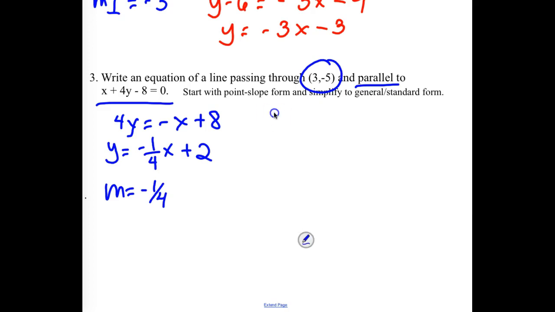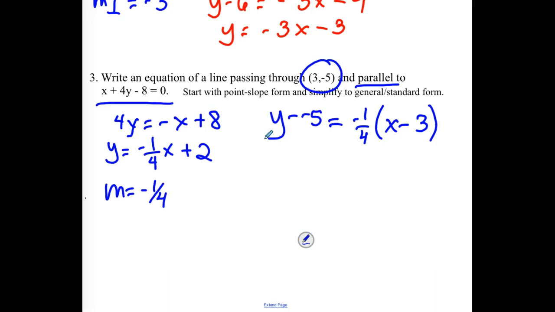All right, let's check your work. Dumping in our point, we've got a negative 5 for a y coordinate. We're subtracting a negative 5, which really means we're adding 5. I'm fine with you just writing that as y plus 5 if you want. Our slope, we said, was negative 1/4. Then we need x minus the x coordinate. Now, notice directions say start with point-slope form and simplify to general or standard form.